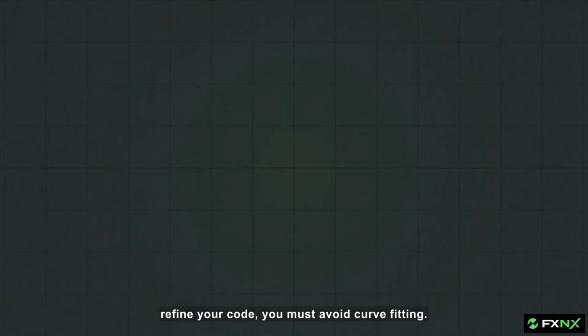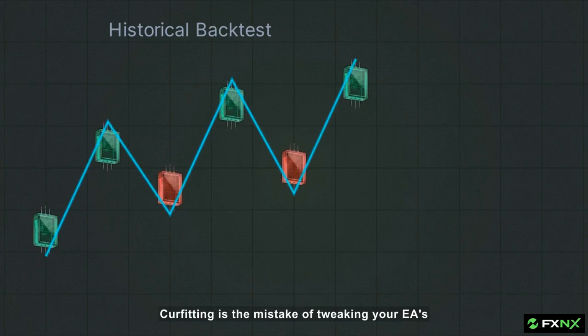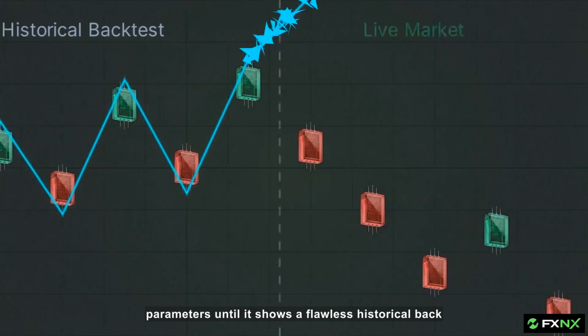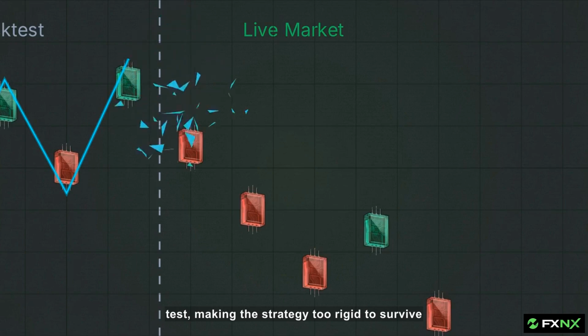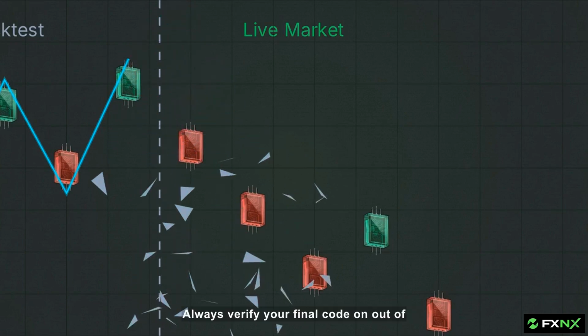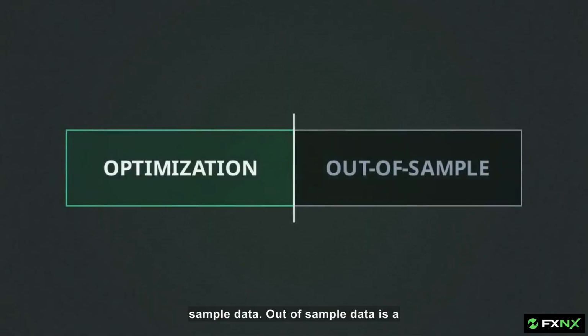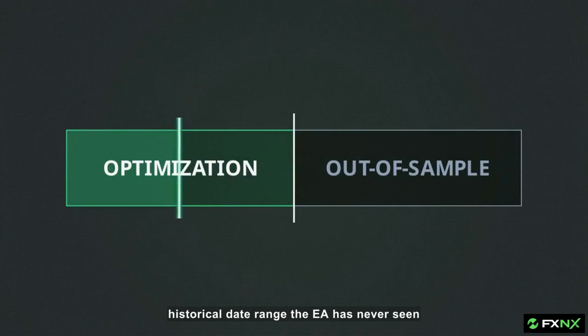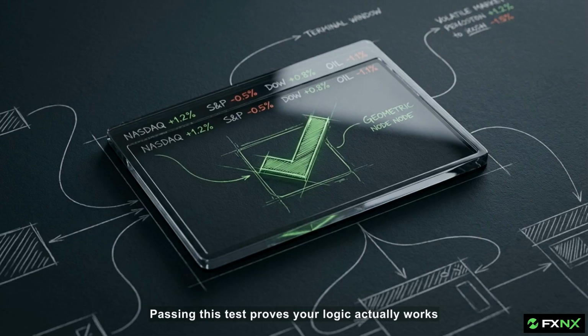As you refine your code, you must avoid curve fitting. Curve fitting is the mistake of tweaking your EA's parameters until it shows a flawless historical backtest, making the strategy too rigid to survive in live markets. Always verify your final code on out-of-sample data. Out-of-sample data is a historical date range the EA has never seen during the optimization process. Passing this test proves your logic actually works in unpredictable conditions.